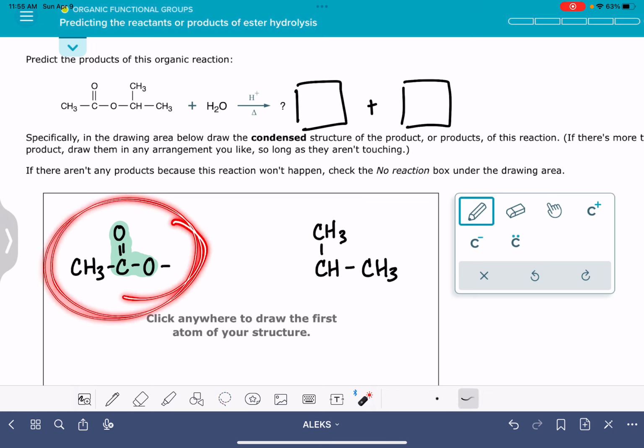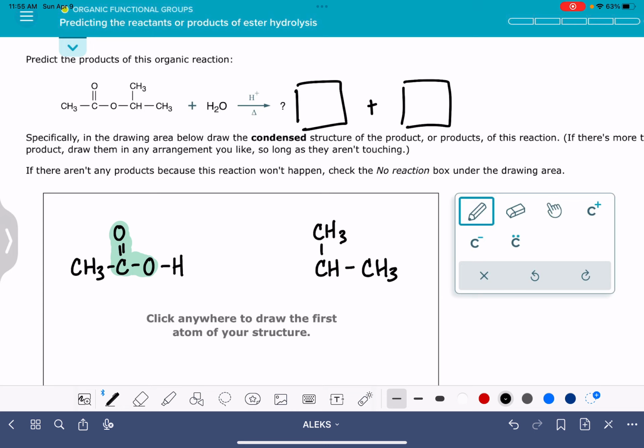One half of the molecule becomes a carboxylic acid. The part that has the ester group still attached to it, you're just going to add a hydrogen to it, and that's one of the products of this reaction. The other half of the molecule, the other piece that we broke off, this piece becomes an alcohol. So you're going to add an OH to it. That's the other product of this reaction.